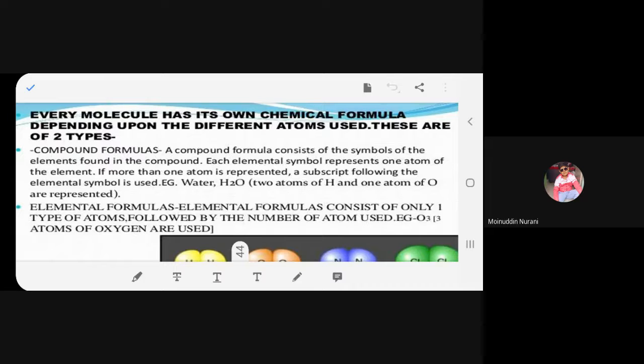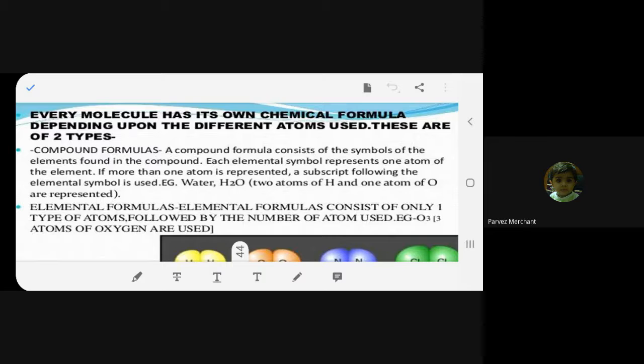Now, what are they saying? Each and every molecule has its own chemical formula, right? How many atoms are used to make that molecule? That becomes the chemical formula. We are going to work on two types: one is compound formulas and the other one is elemental formulas. Now, what is a compound formula? You should know that compound formulas are bigger than elemental formulas. Do you agree with me? Yes, ma'am. Okay. So what is a compound formula actually? They are made up of the elements. Obviously, we are going to use only the symbols of those elements which are available in the compound.